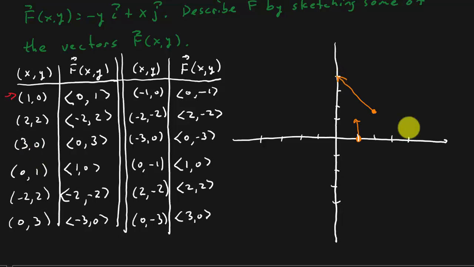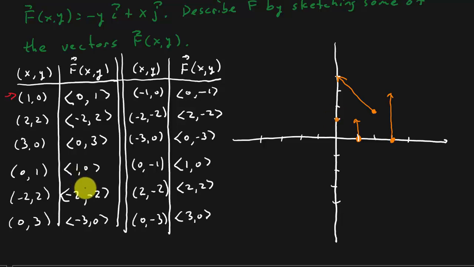And then we've got the point 3, 0. X is 0, so I don't move any in the x direction. Y would be 3, so I move up 3 units. Okay. And then I go from the point 0, 1, which would be right here.